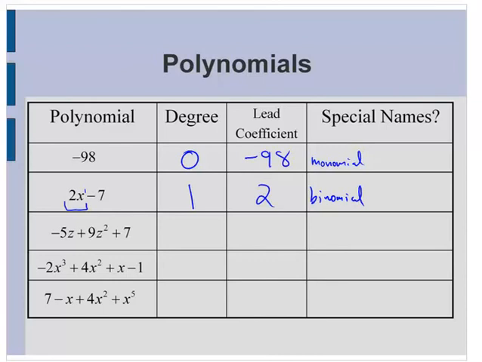Negative 5z plus 9z squared plus 7. The degree. Well, let's look at the degrees of the individuals. This is a degree 1, degree 2, degree 0. The highest of those three, degree 2. The lead coefficient. The coefficient on that monomial is 9. Since this has three monomials, it is often called a trinomial.